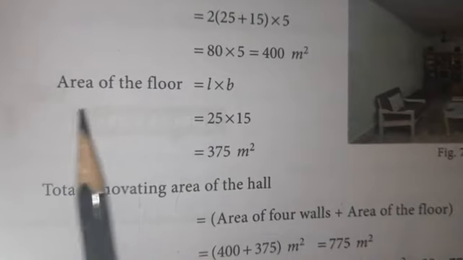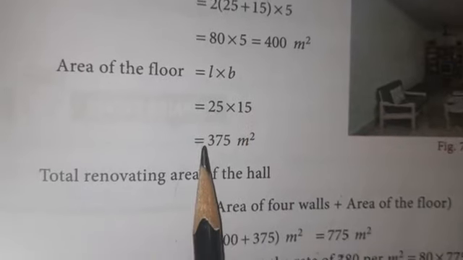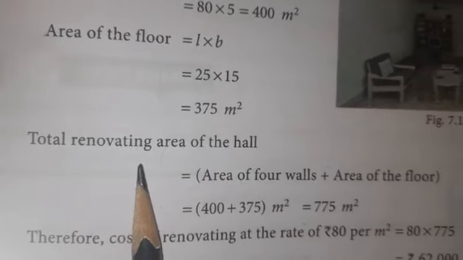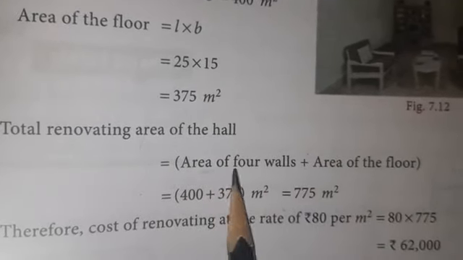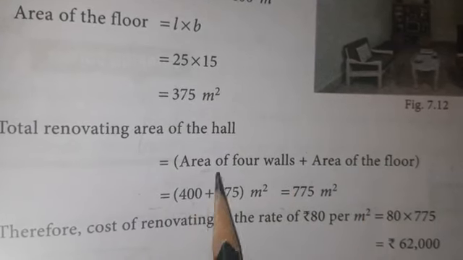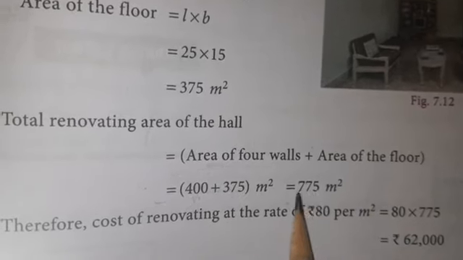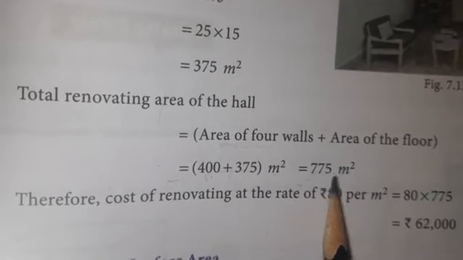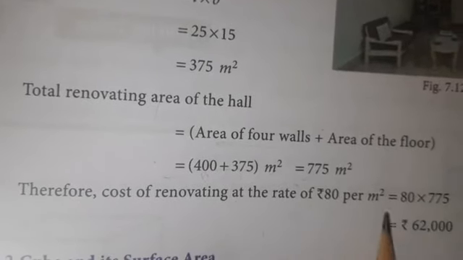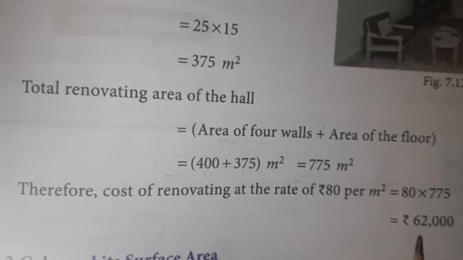Next they are finding the area of the floor. Floor can be written as L into B, is equal to 25 into 15, is equal to 375 meters square. After that they are going to find the total renovating area of the hall, is equal to area of 4 walls plus area of the floor. This area of the 4 walls is the LSA answer, 400, plus area of the floor is 375 meters square. You add, you will get 775 meters square. Therefore, cost of renovating at the rate of rupees 80 per meter square is equal to 80 into 775, is equal to rupees 62,000.